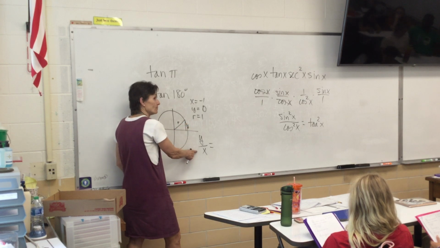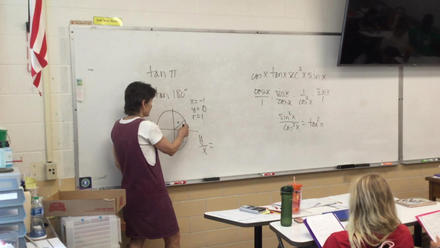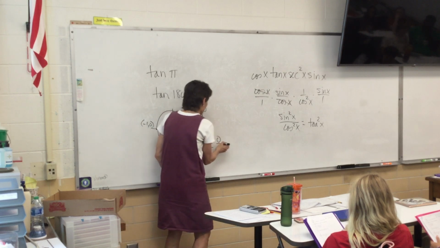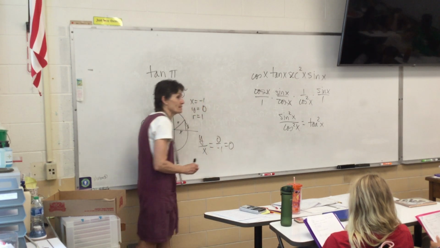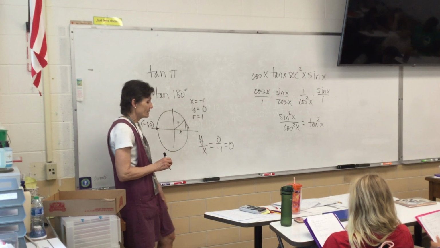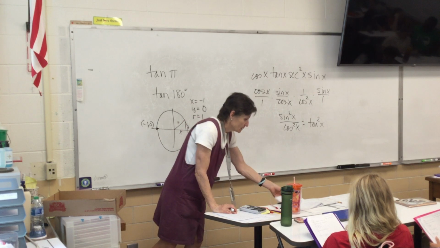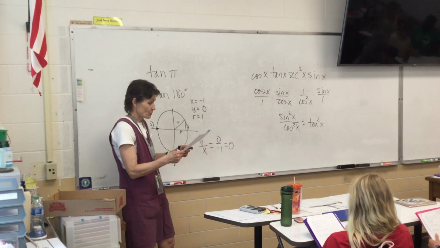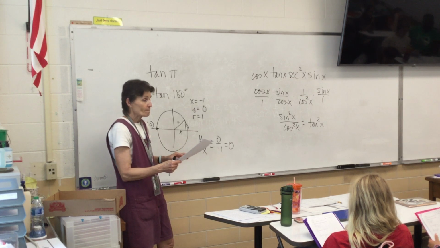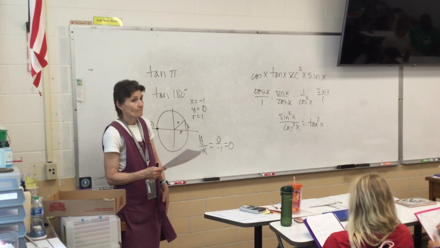This one's a little tougher. You have to remember it's opposite over adjacent. So that would be y over x. So y over x would be 0 over -1, so the answer to that problem is 0. The tangent of 180 is 0. If you had a calculator, you could type that in and prove that, but we don't have a calculator. All right, what else did you find?